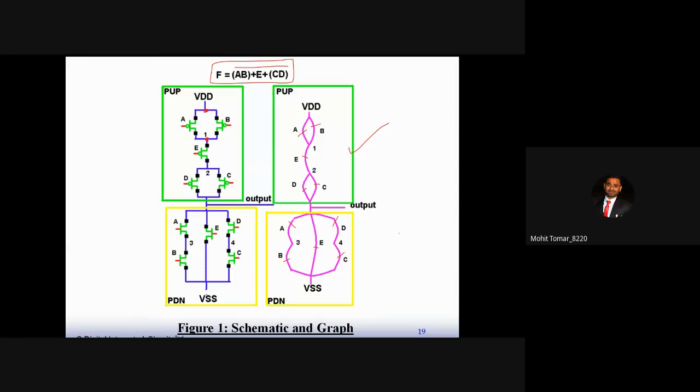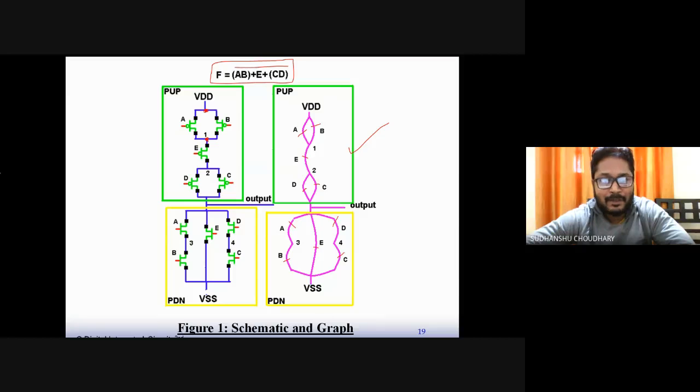So it will follow the same path, right, sir? Yeah, but ABEDC, correct. But then you'll have to modify this also here, right? So this will also be called something else. So then the entire circuit you'll have to modify. Pull down also you have to modify.